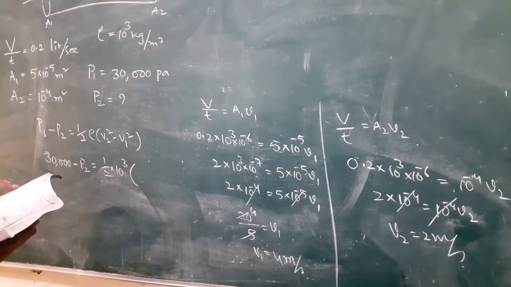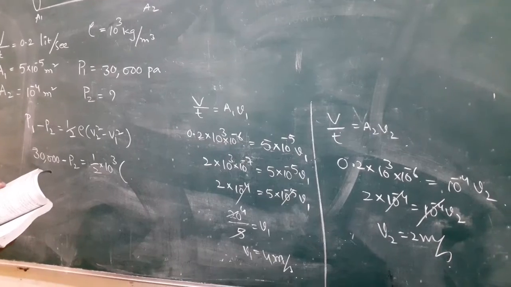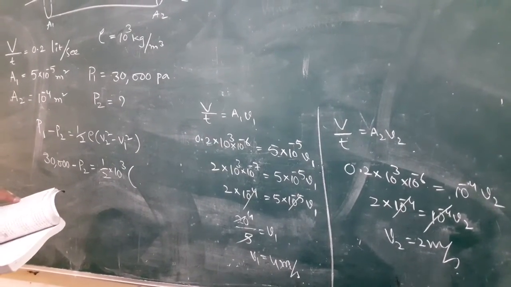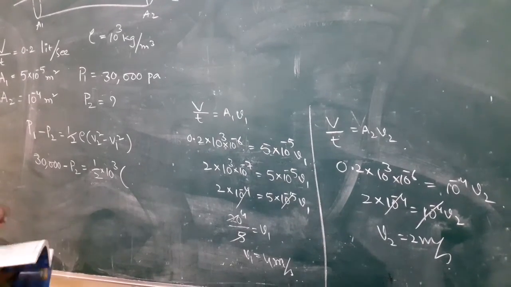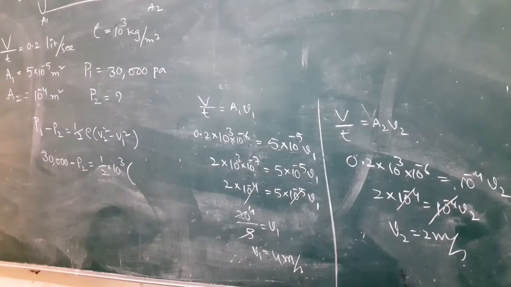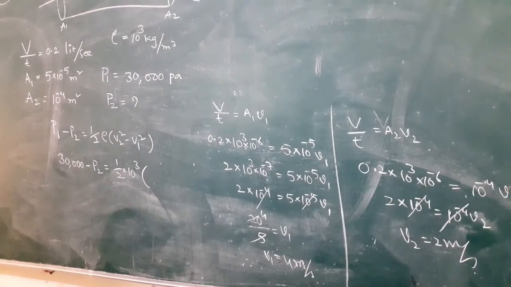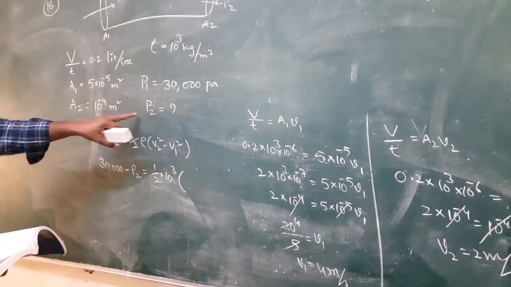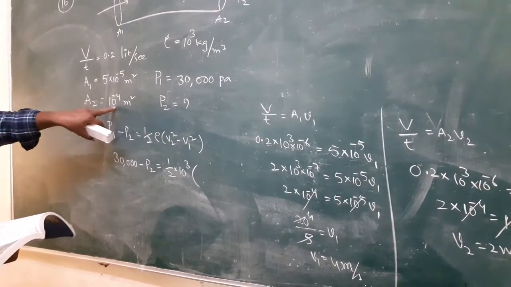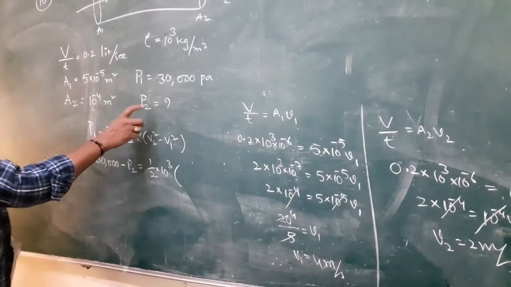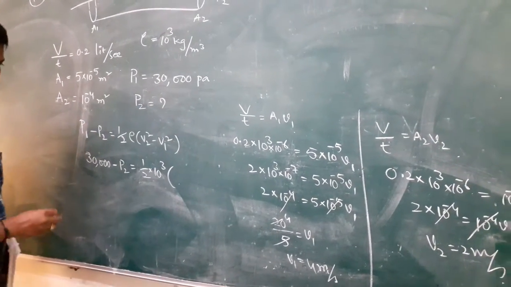The pressure is 30,000 at a point where the area of cross section is 5 into 10 power of minus 5. That is the pressure at this point. Next, the pressure at this point where the area of cross section is 10 power of minus 4 meter square.